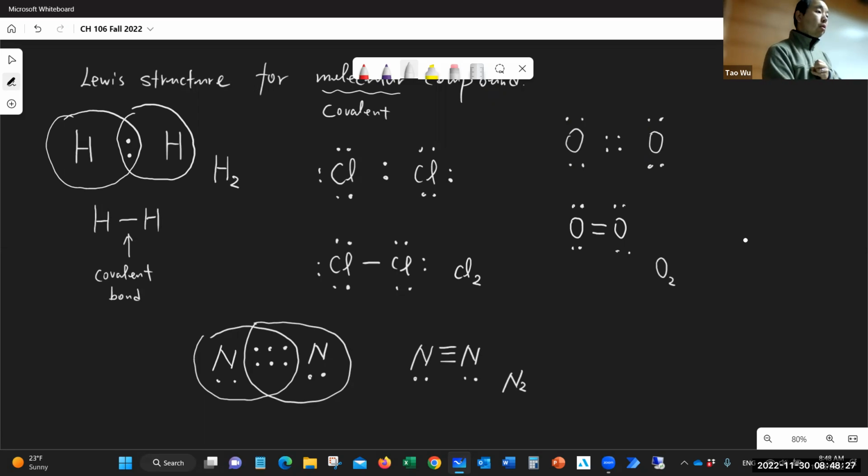So if you look at this, one dash is called a single bond, and two dashes is a double bond.